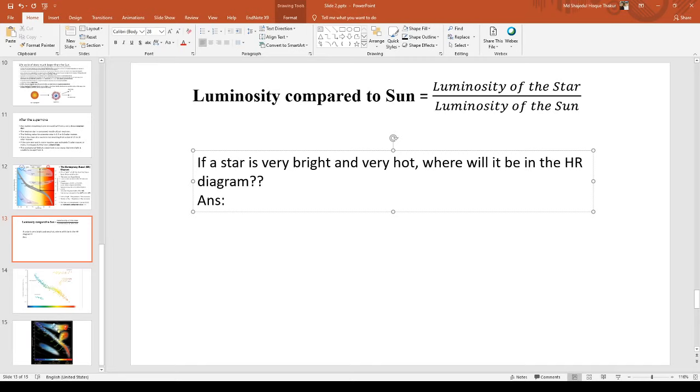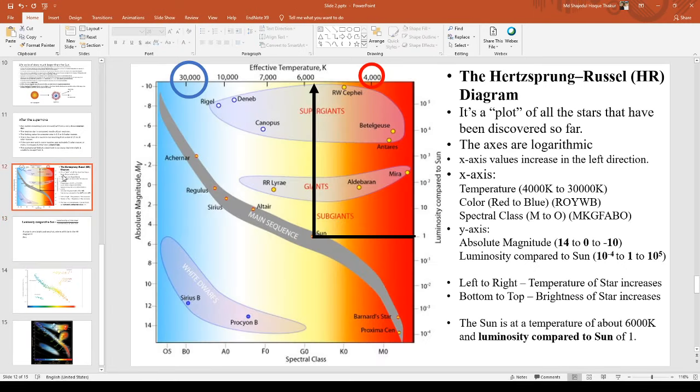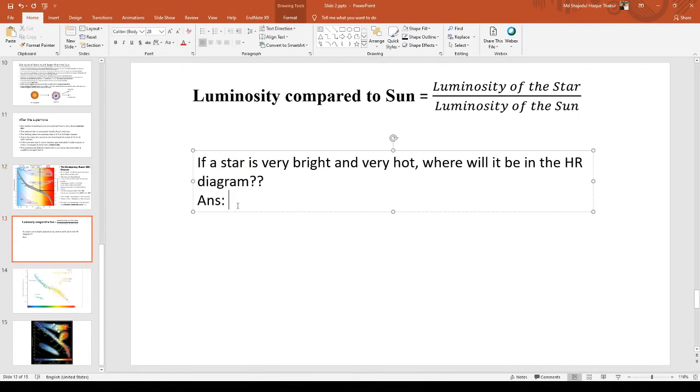Okay, now answer me this. If a star is very bright and very hot, where will it be in the Hertzsprung-Russell diagram? Well, it's very bright, so it will be near the top, and it's very hot, so it will be to the left. So the answer is left top corner. Get it? If a star is very bright and very hot, it will be on the left top corner.